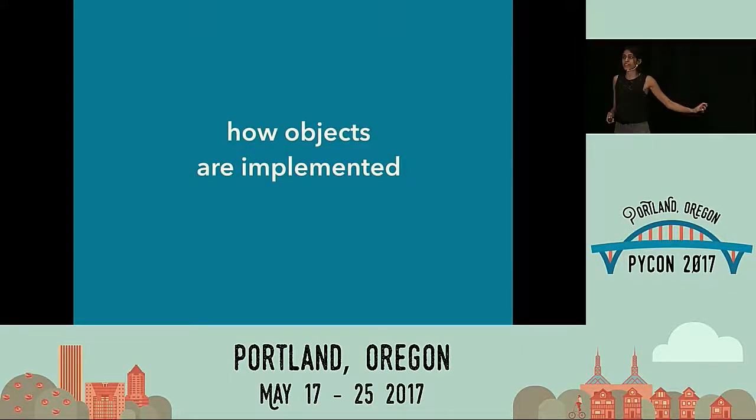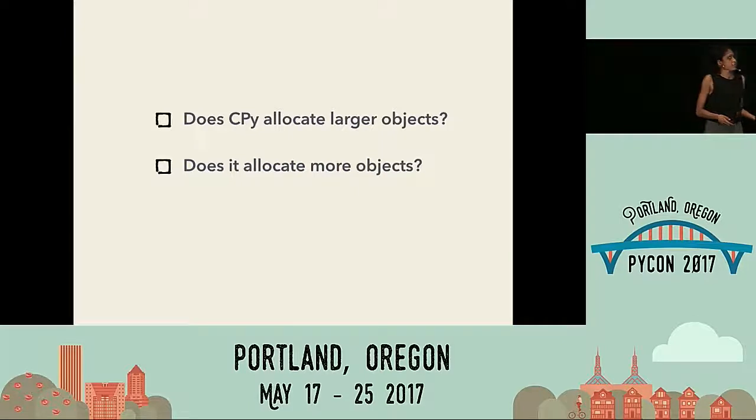So we've established that CPython and MicroPython have very different footprints. So the obvious first set of questions is, well, they must both create objects because Python is an object-oriented language, but are those objects they create different under the hood? Does CPython create larger objects? Does it create more objects than MicroPython? And to do that, we're going to take a deep dive into how they implement objects.